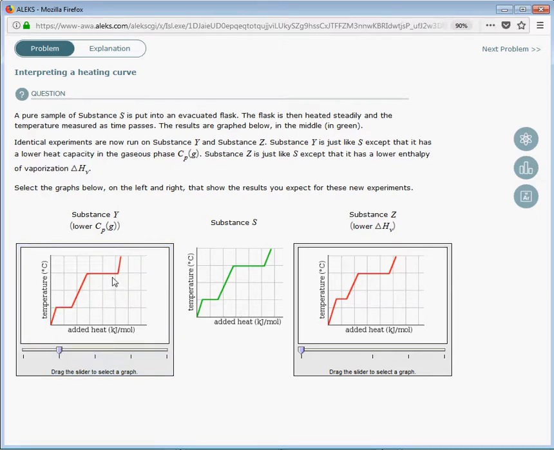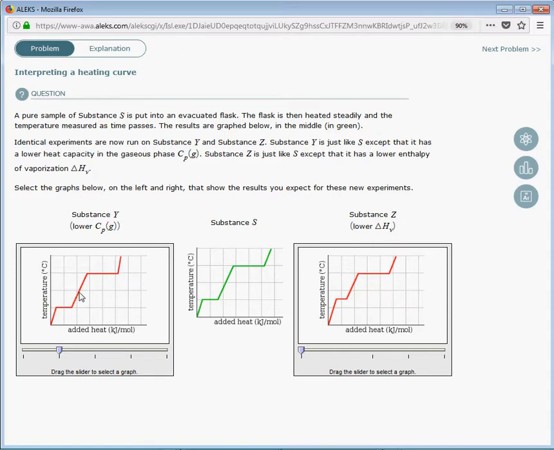In this case, what you'll see is these parts of the curves are identical. And then when we get to the one that's influenced by the heat capacity in the gas phase, the slope is steeper. So if a heat capacity is greater, you'll have a more drawn out slope or a lower slope. If the heat capacity is lower, you'll have a less drawn out slope or a steeper slope. So in this case, the heat capacity is lower, so we have a steeper slope for the gas phase.